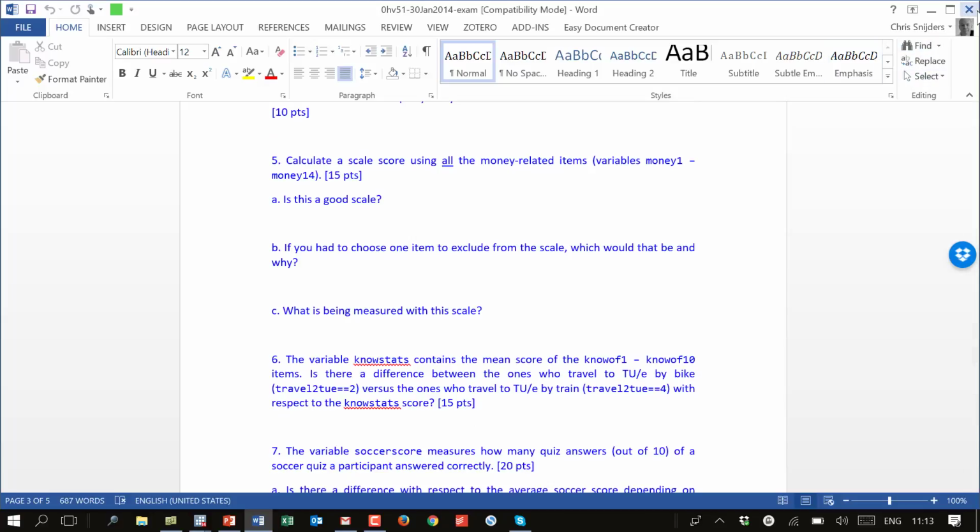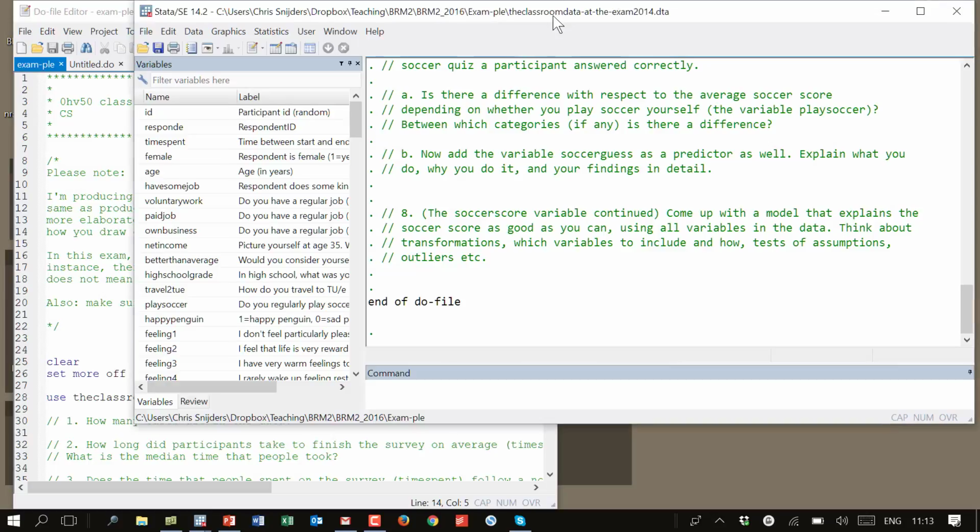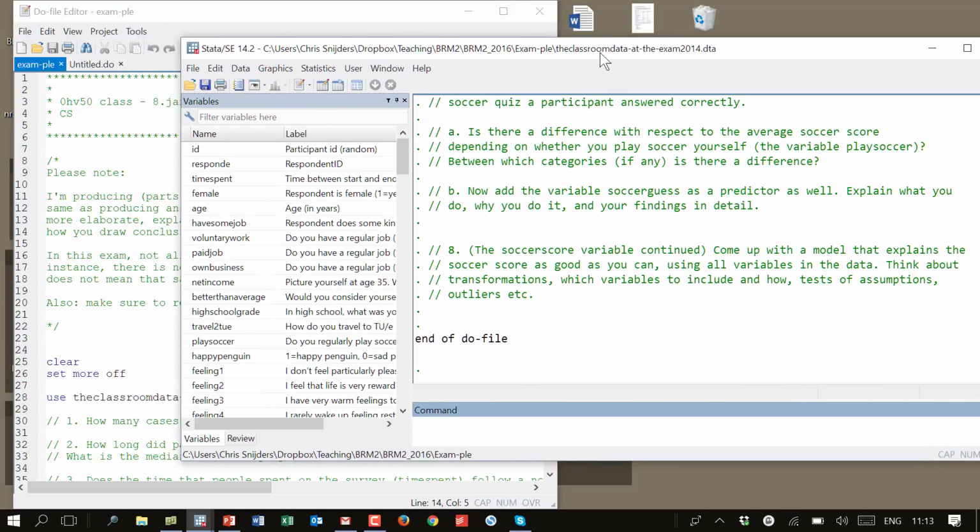Okay, so I put the actual questions in a do file here, so that we don't need to switch back and forth between the two. Let's see, how can we do this easily?